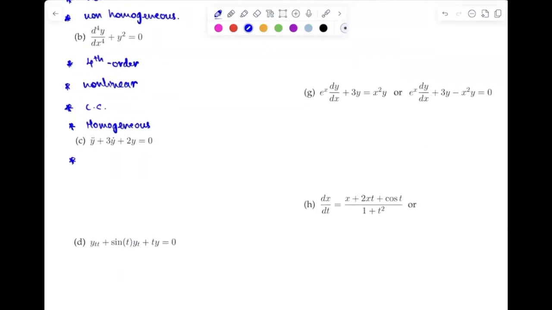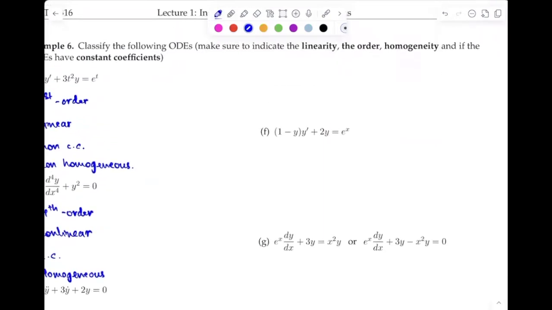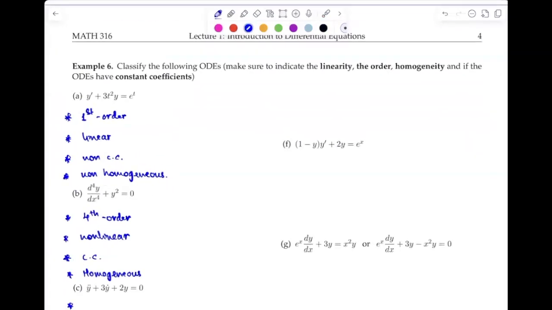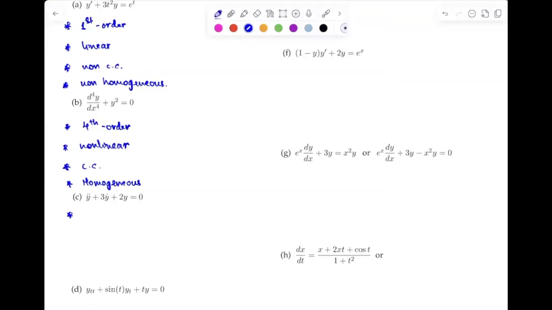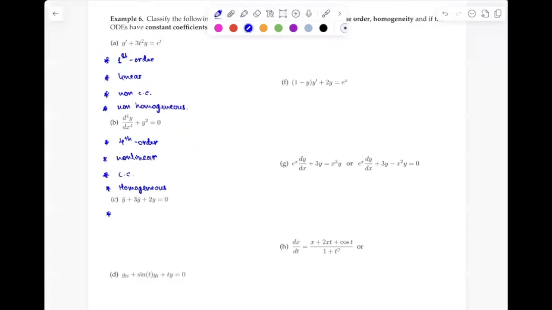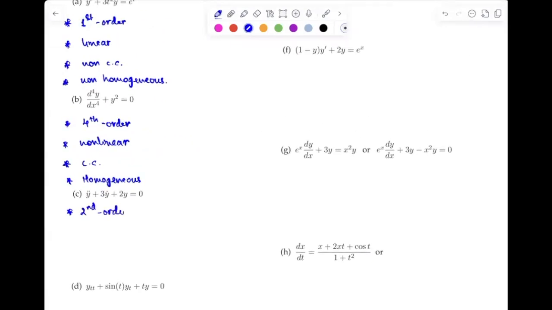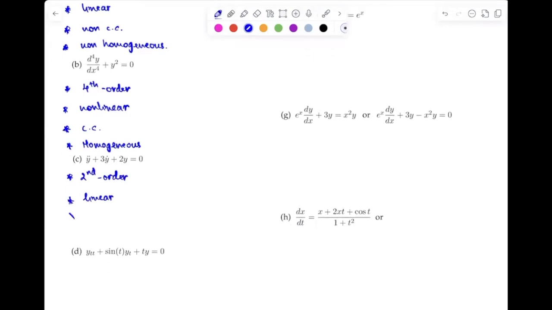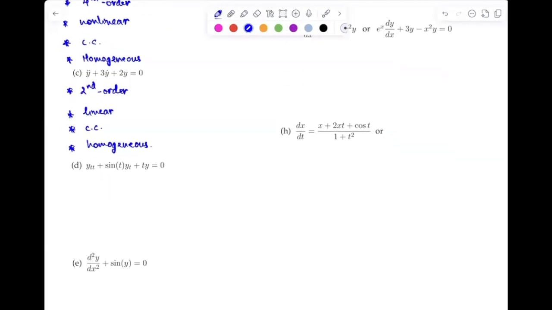So C, let me quickly do this. I'm going to do C, D, E, and F quickly, and then G and H we will spend a little bit more time on. Hopefully you get familiar with the process, but stop me if you have any questions, okay? So this is a second order differential equation because you have 2 dots on the y. Second order here. This one is a linear differential equation, right? And this is with constant coefficients, and the last one is homogeneous. Any questions on C?